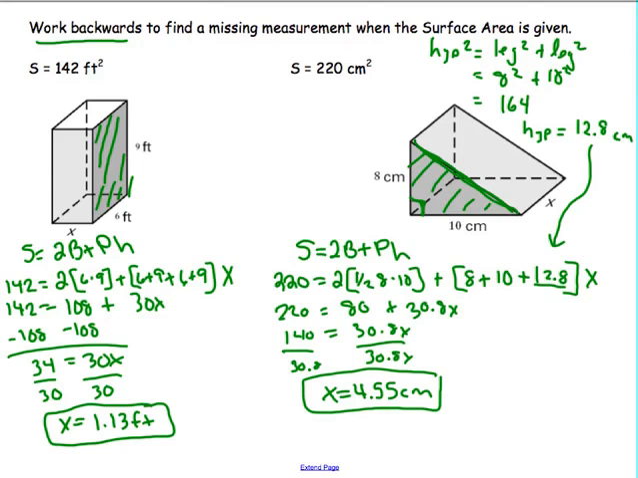We're working with surface area and volume. This unit right now is just dealing specifically with prisms and pyramids.